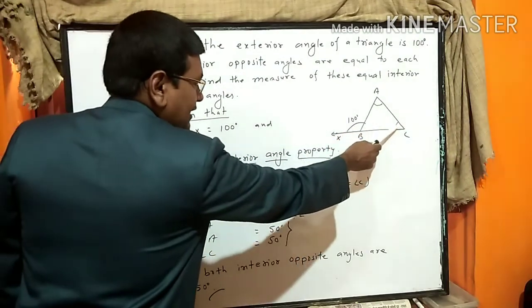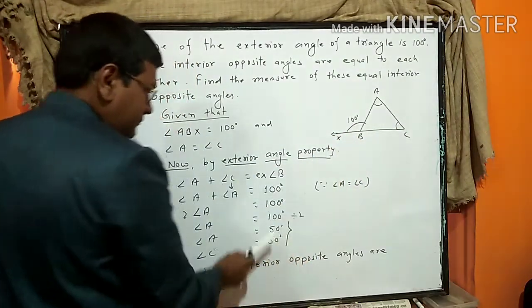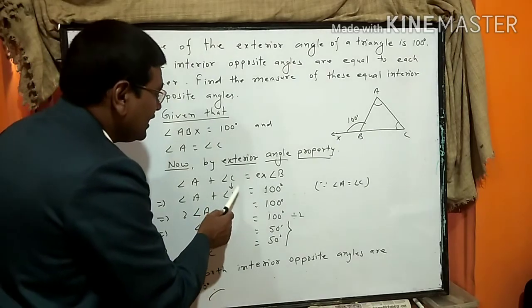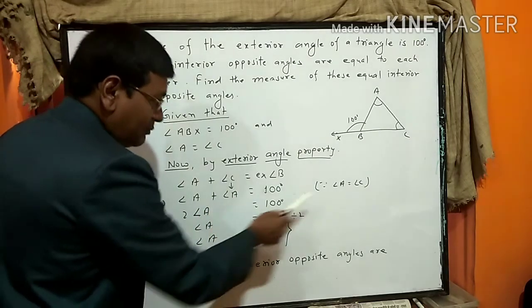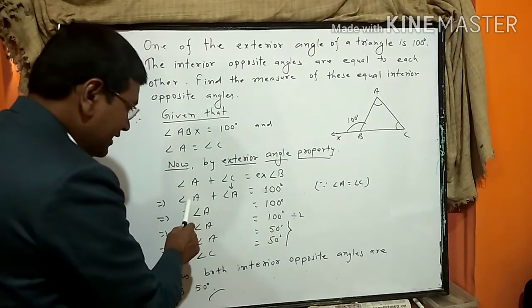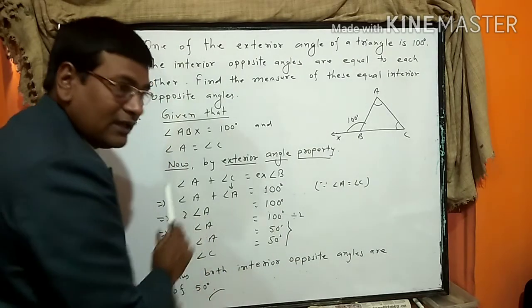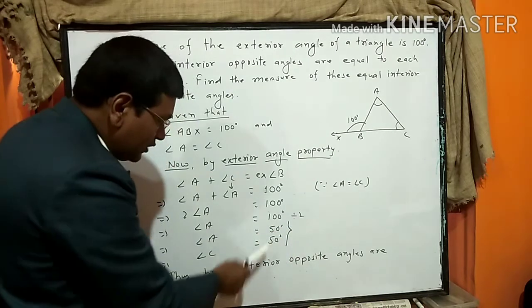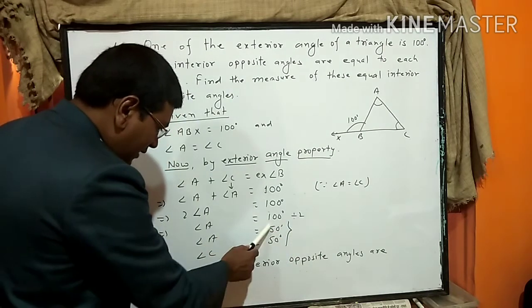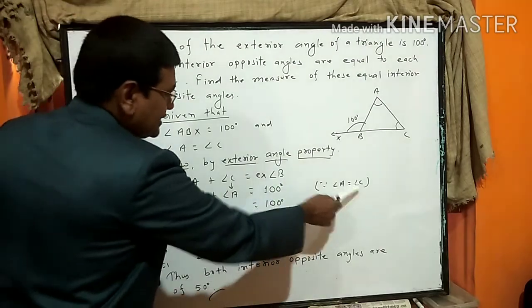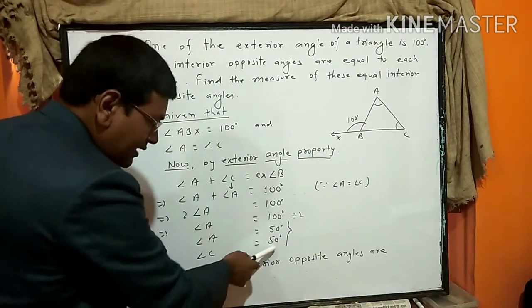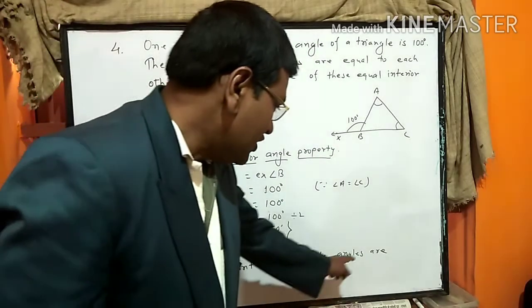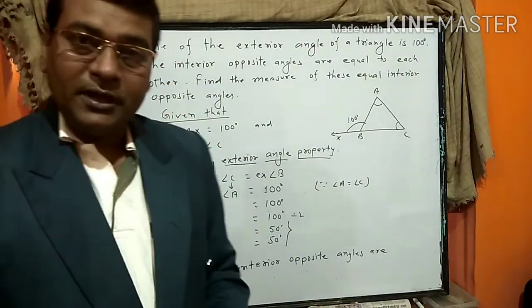angle A plus angle C equal exterior angle B. Exterior angle is 100 and you can write angle A in place of angle C because both are equal. Now angle A plus angle A is 2 angle A. Take this 2 to the right side. 100 divided by 2, it is 50. Angle A equal 50. Now you know A and C both are equal, so C will be 50. Thus both interior opposite angles are of 50 degree.